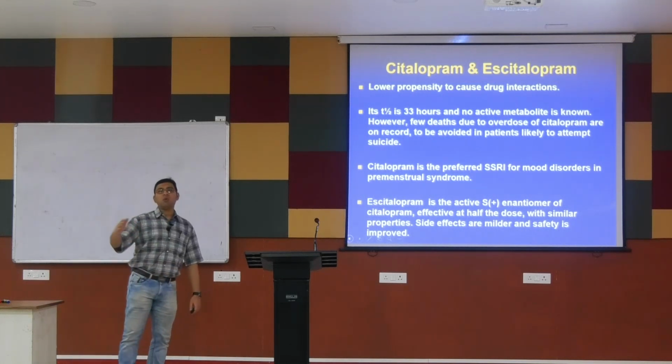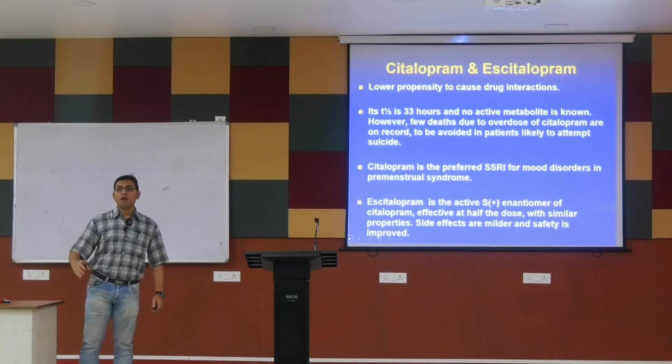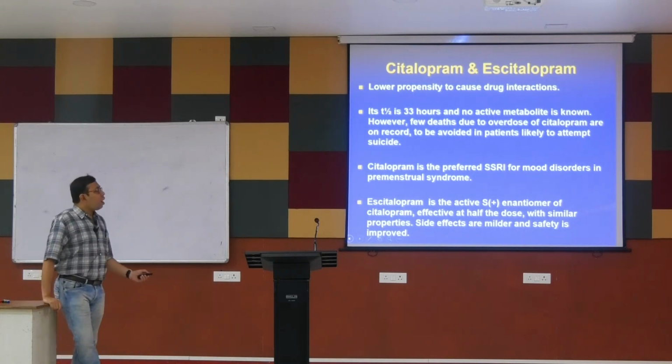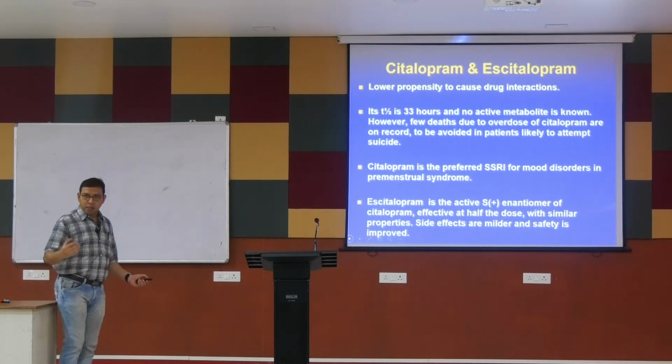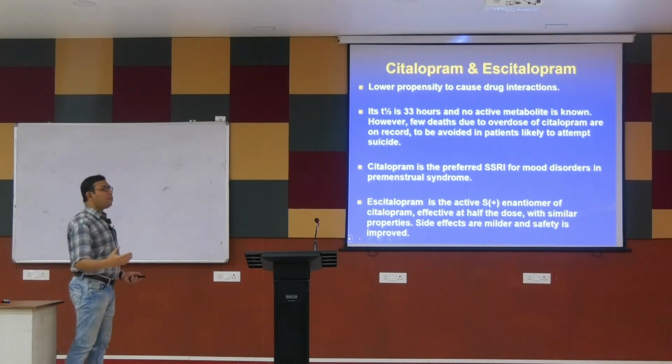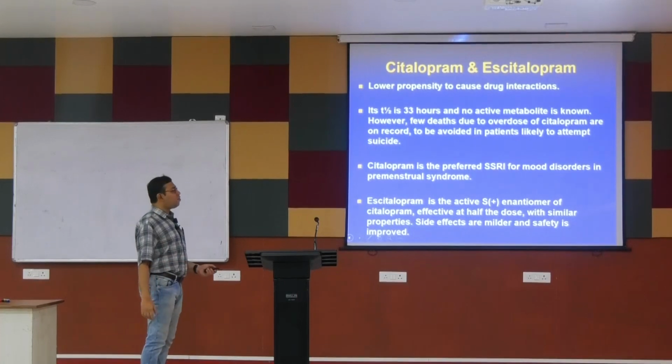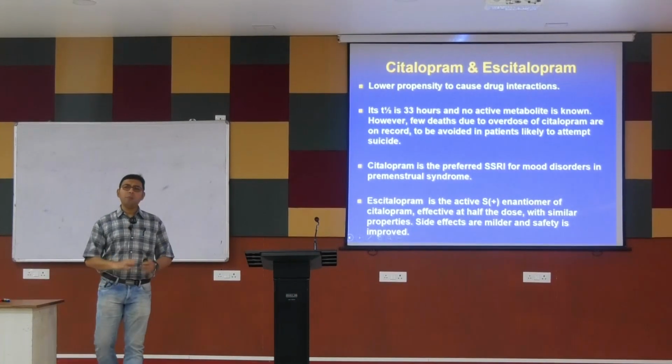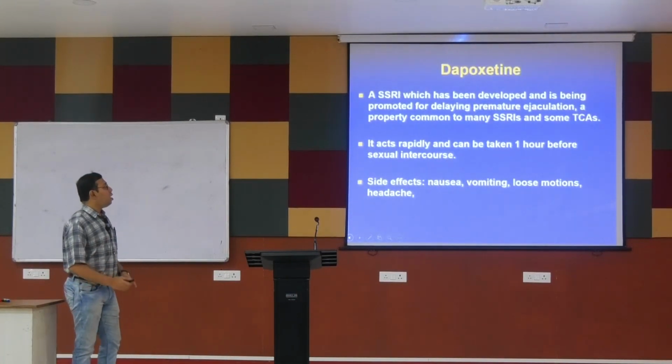Now, premenstrual symptoms, the mood disorder that occurs there, can be treated with it. Escitalopram is the active enantiomer, that's why it needs a lesser dosing of the drug, its side effects are lesser, and its safety is more or less good. Escitalopram is used in different stages of depression.